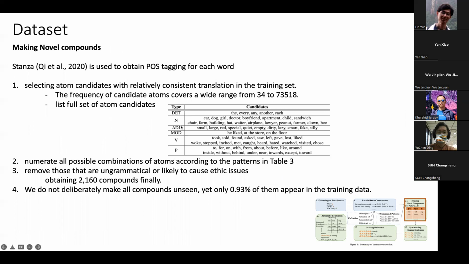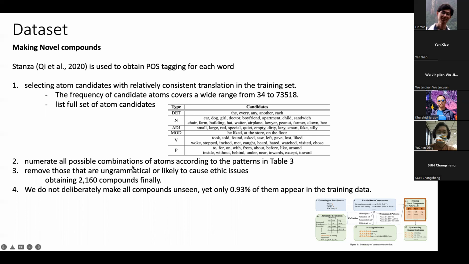I think it's just like this. Okay, so more like annotating the nature, or property, of each word. Yeah, so they select the atom candidates with a relatively consistent translation in the training set. So the frequency of candidate atoms is in this range, and they enumerate the list of them.